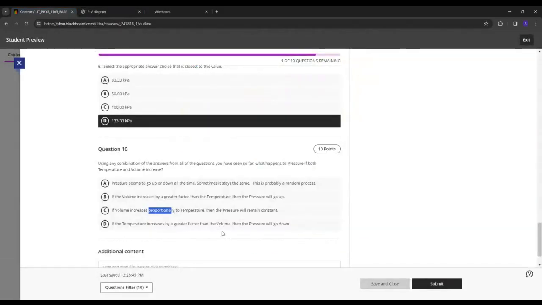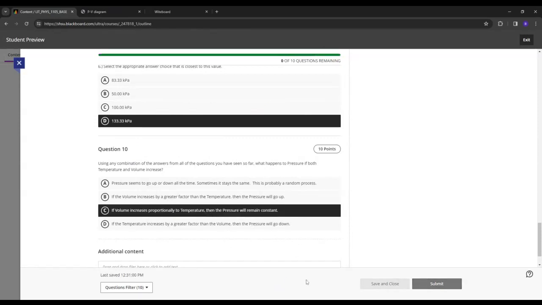Let's check the last one just to make sure. If the temperature increases by a greater factor, pressure will go down. Well, no. Temperature, remember, is energy and relates to how fast those molecules are zipping around on average. So having higher temperature and more motion is going to mean more bouncing, and then should therefore mean more pressure. So yeah, I like the proportional one. All right, and that should do it.